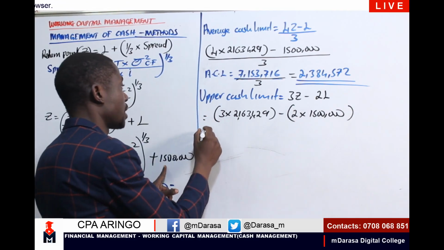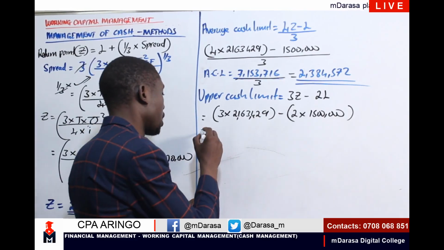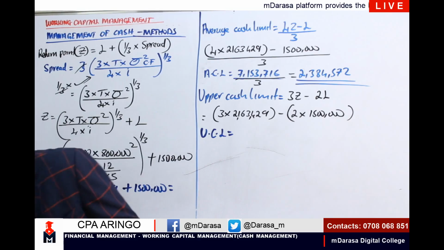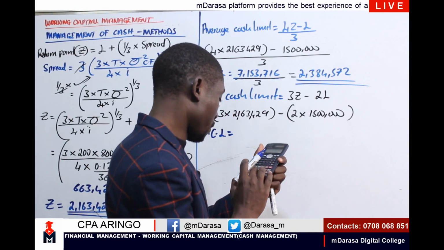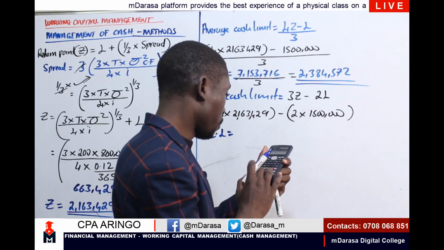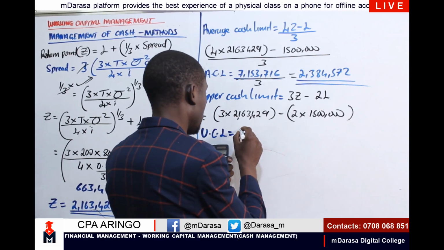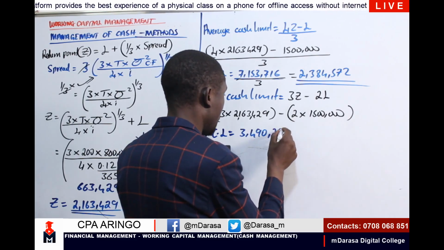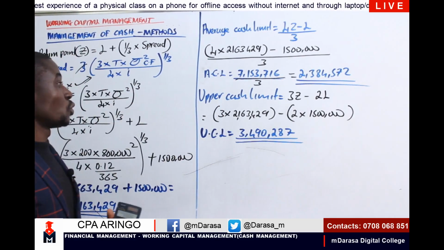So you can agree and say that my upper cash limit, where is my blue pen? My upper cash limit, therefore, we should be having upper cash limit or balance. I'm going to talk of 3 times 2,163,429, minus 2 by 1.5. We should be talking of how much? I should be talking of 3,490,287. So that is what we should be having.